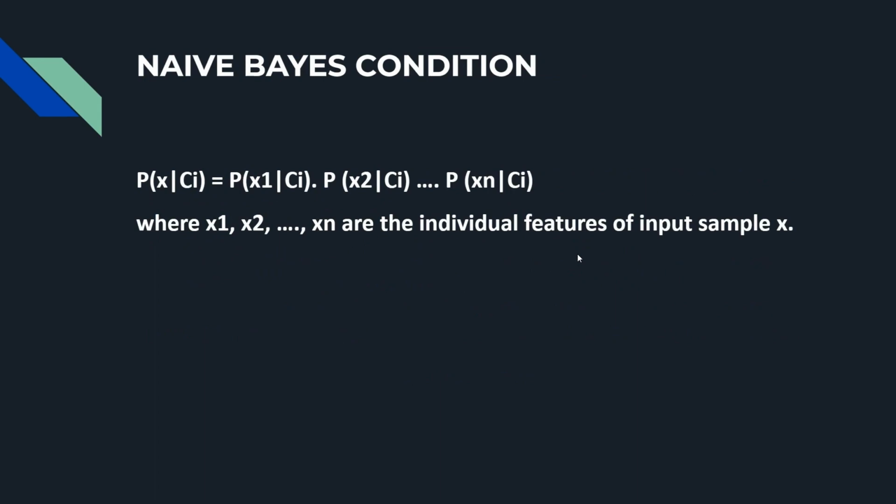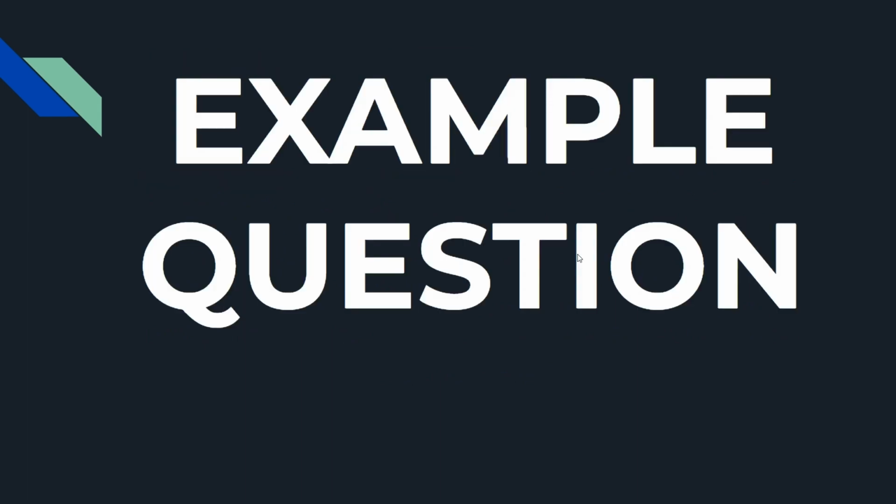Now we will see the naive Bayes condition: P of x by Ci equals P of x1 by Ci into P of x2 by Ci and so on, P of xn by Ci, where x1, x2, x3 and so on xn are the individual features of input sample x.